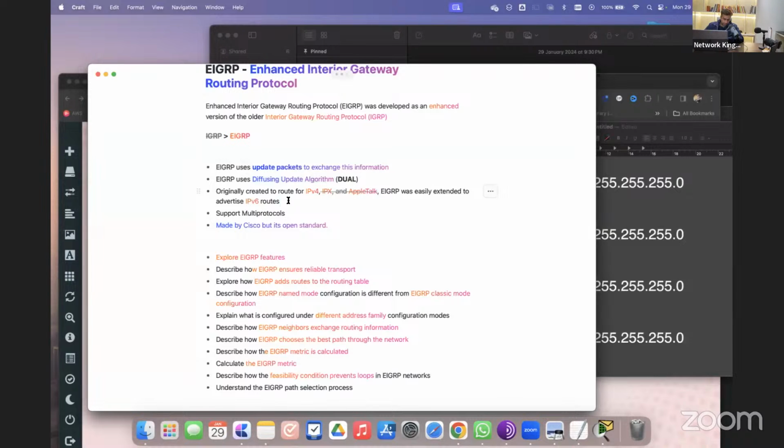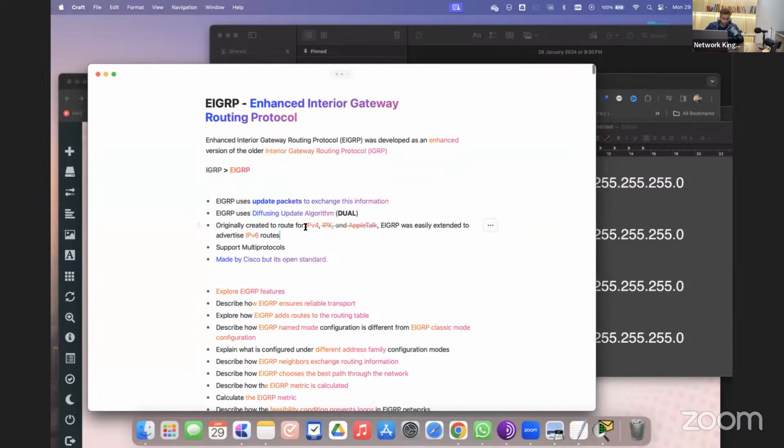EIGRP was created so that it can support different protocols like IP, IPX, AppleTalk, but IPX and AppleTalk are not used nowadays. Only IP is used. But this is the only protocol which supports multiple protocols like IP, IPX, AppleTalk. No other companies can support that technology. Some companies were using AppleTalk. Maybe Cisco used it a lot, Cisco routers only at that time.